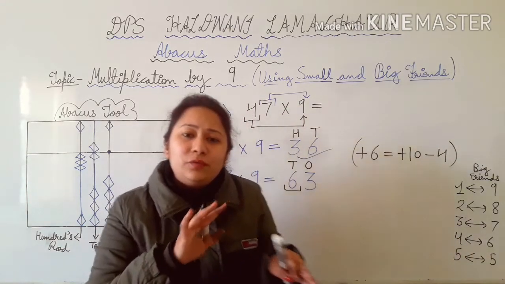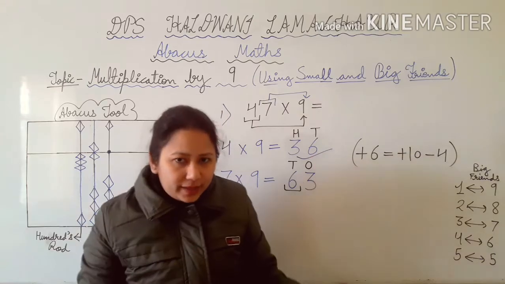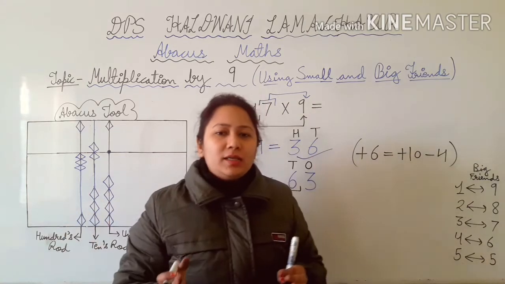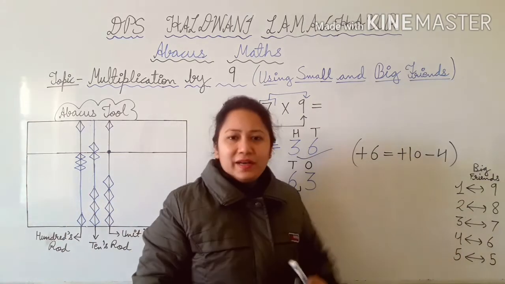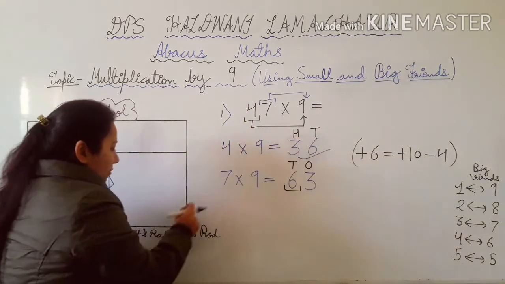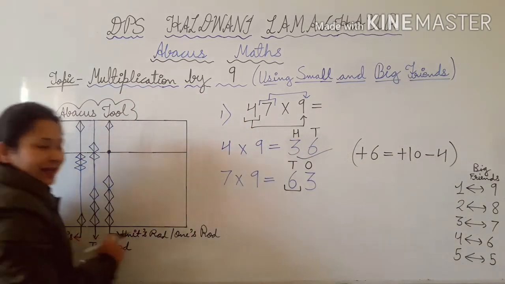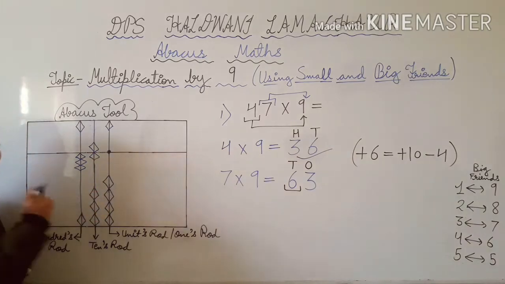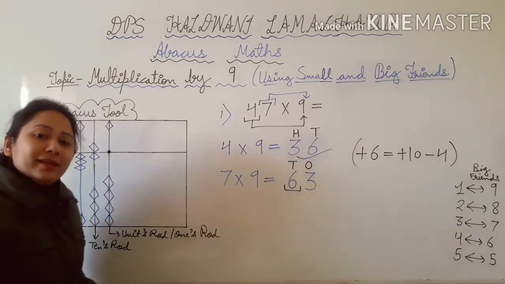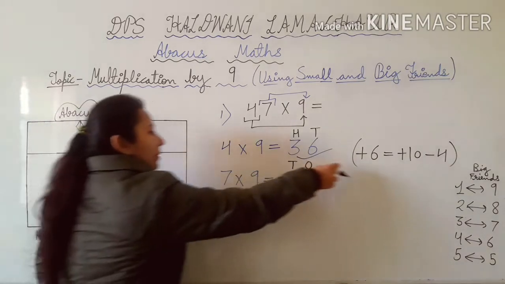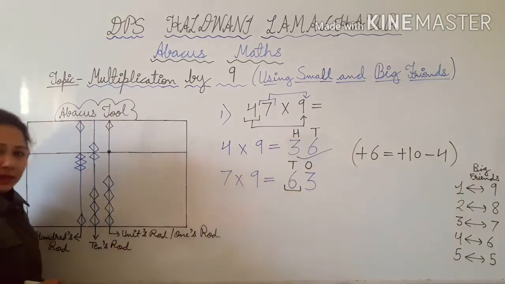You don't have to learn the formulas. You only have to learn the friends. You can make the formulas with the help of these friends. Now put this formula here. In tens rod, you can't add 6 because B is not there. There is lack of B. So apply this formula. Now first of all add 10.